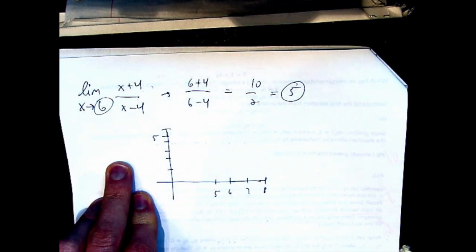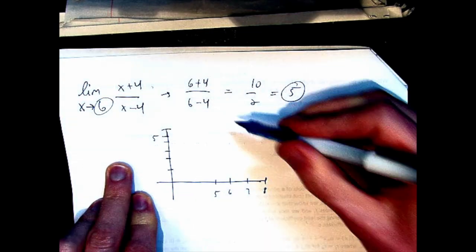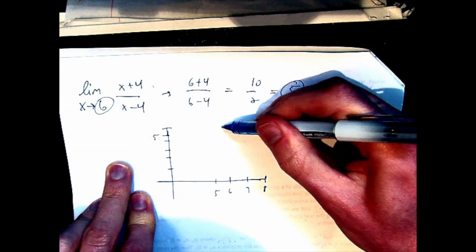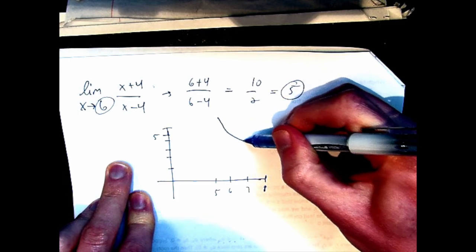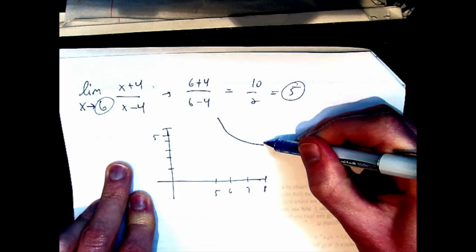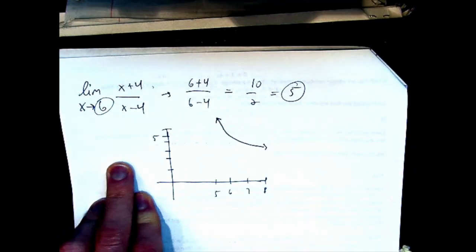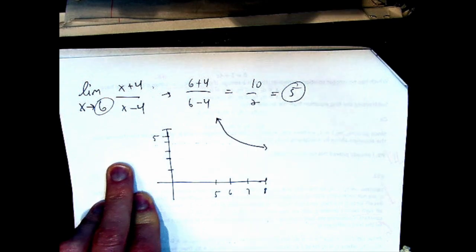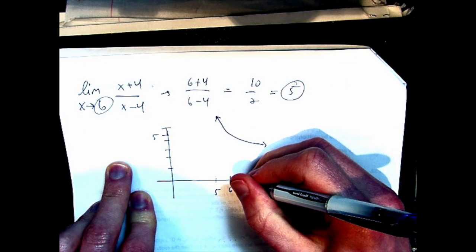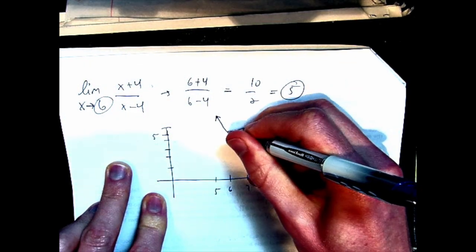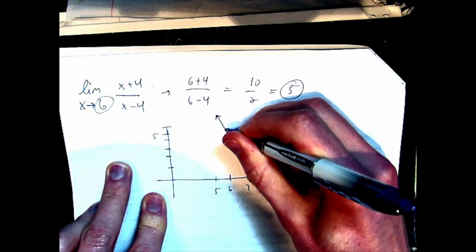If you graphed this function, it looks something like this. At least this portion. It sort of continues off the screen in this direction and off the screen in that direction. But one piece of the function looks like this. And what I want you to notice is that this point here, (6, 5), is on the graph.